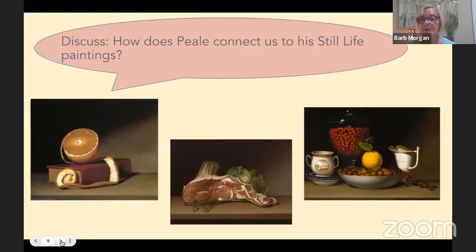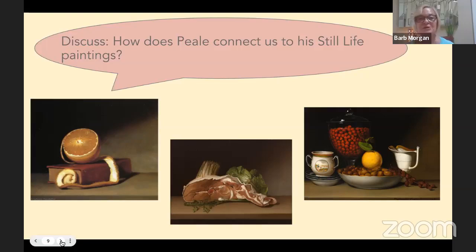Now, we have the three paintings that we looked at this morning, in the order that we used to look at them. Does anybody have any comment on my question? How does Peale connect us to his still life paintings?